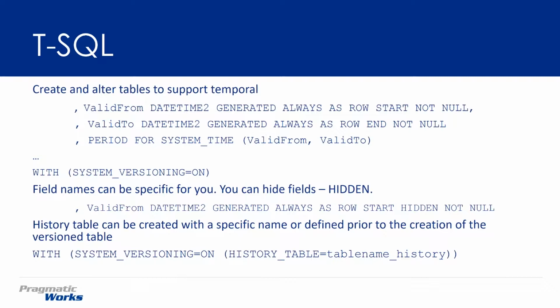This is a really nice feature to keep things clean. And hidden doesn't just apply to this column. You can use the hidden keyword on multiple columns within your environment. A history table can also be created, like we're talking about, with a specific table name.